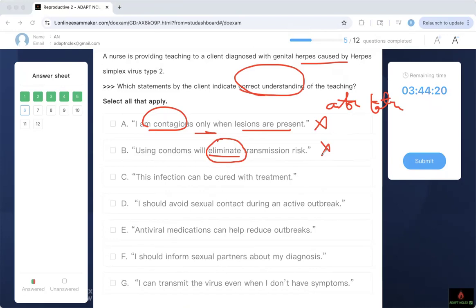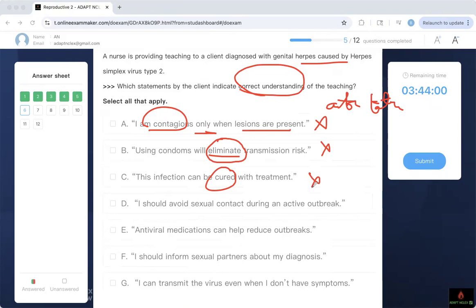If you take this medication, an antiviral, it helps reduce the severity and the recurrence, but it does not cure you. The virus is there forever. If you have herpes simplex, it's embedded in your DNA. You cannot take it away. Therefore, I cannot cure you.